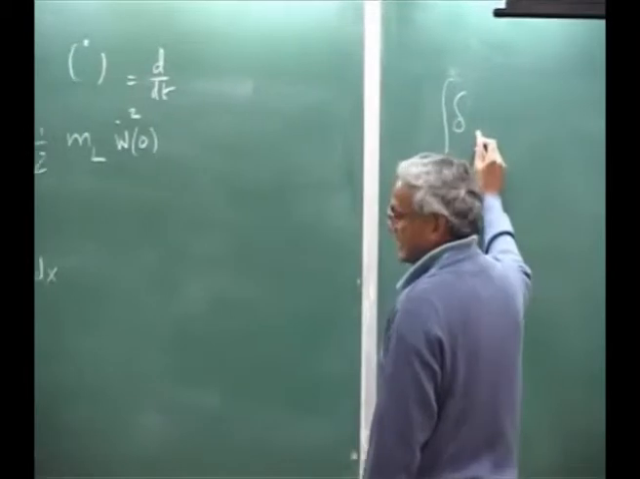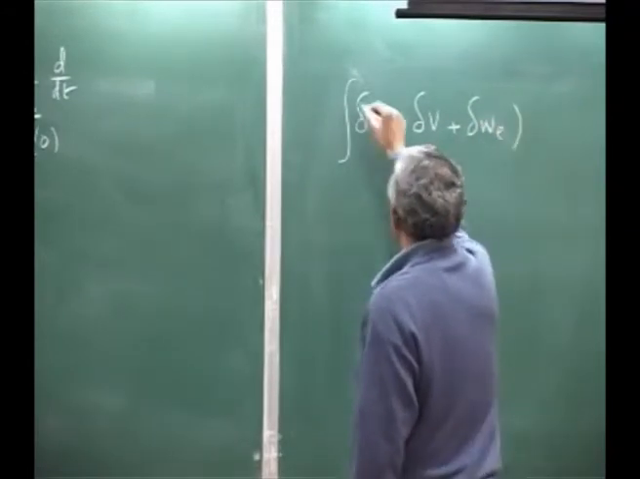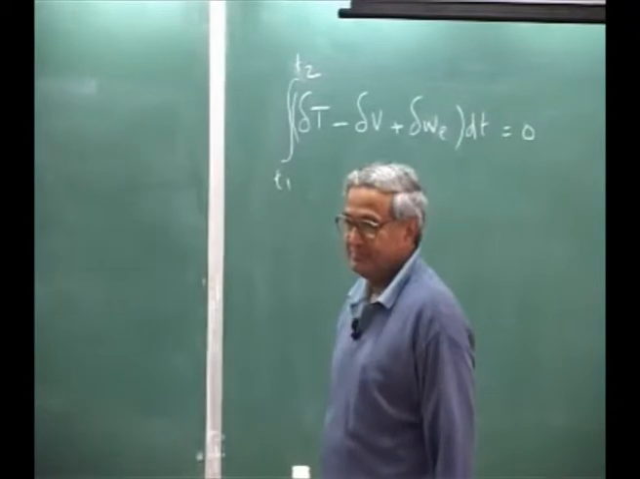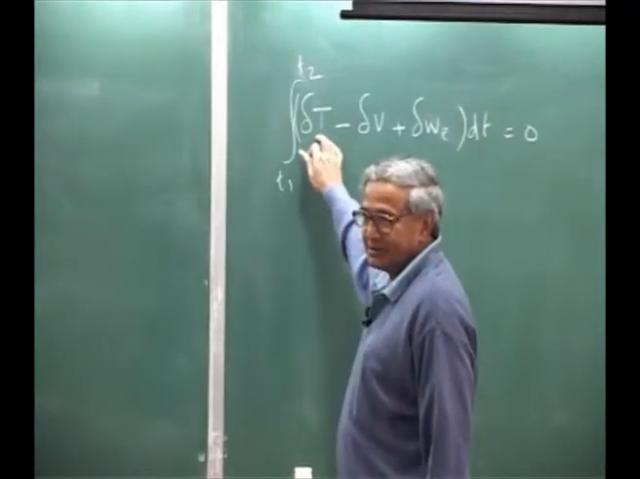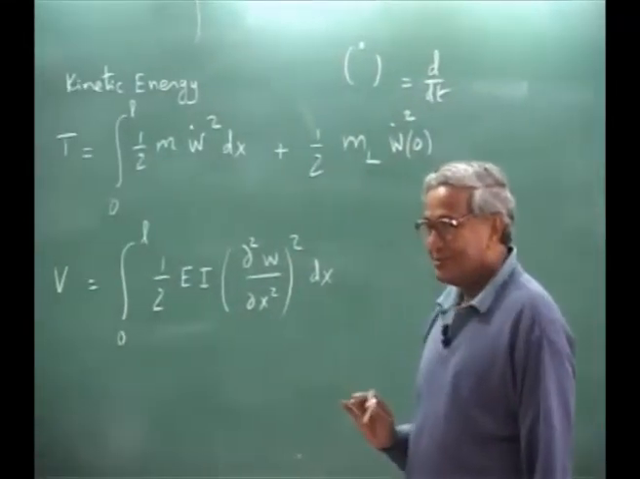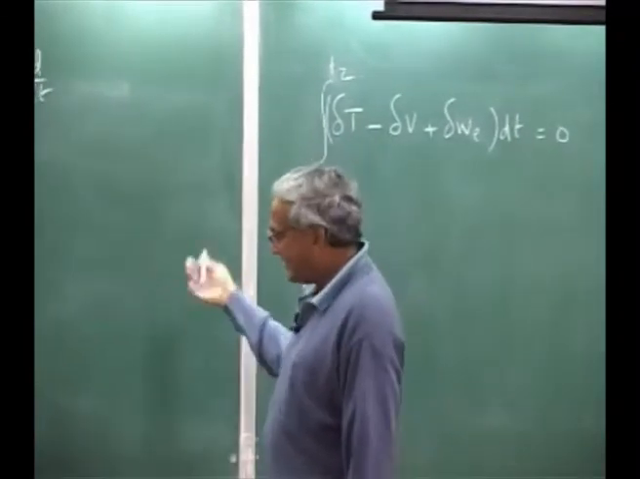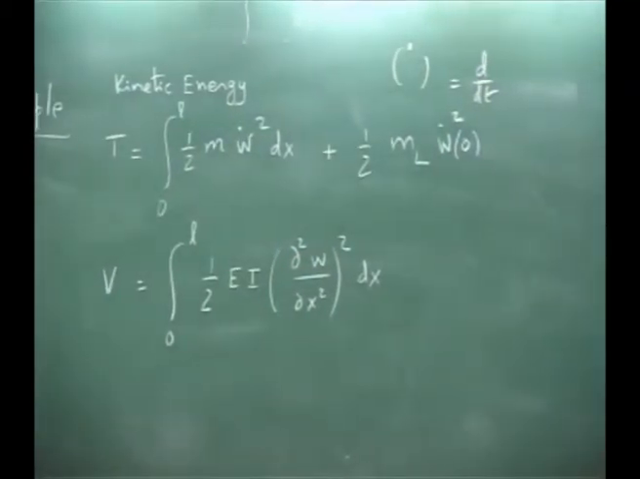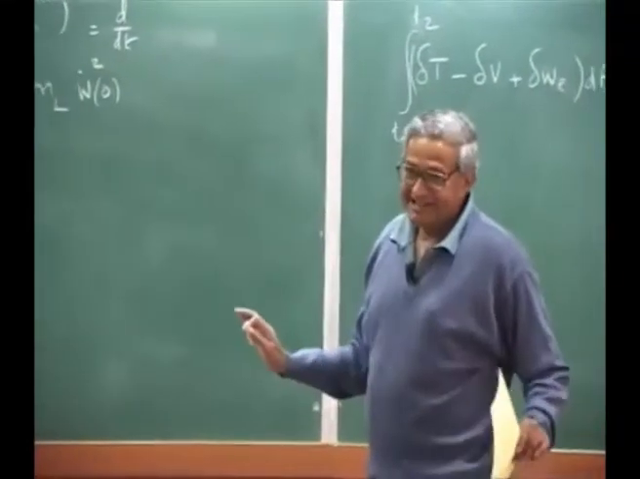Hamilton's principle says integral t1 to t2 of delta T minus delta V plus delta W external dt equals zero. So what we will do is we will evaluate each quantity, term by term, because otherwise the board is not sufficient for me to fill up. So we will evaluate first the variation of kinetic energy expression, then the variation of strain energy expression. Later we will write the variation of external work, right. Then we will combine all of them and get the final expression, okay.